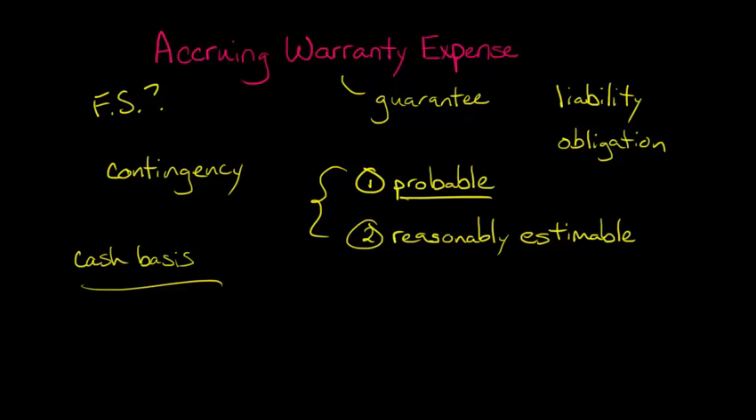But it's a little different when it's probable and reasonably estimable, because then we can look forward to the future and say, okay, we know that we're going to have some warranty liability here. We can estimate it. So let's go ahead and accrue the liability before anyone actually sends in any defective products. And that's what we mean by accruing warranty expense. Now let's work through an example so we can see how we would go about doing that.